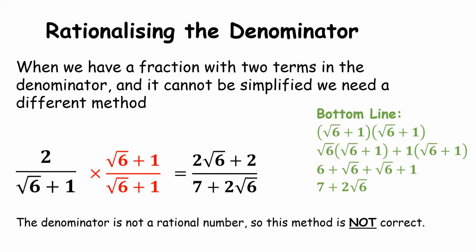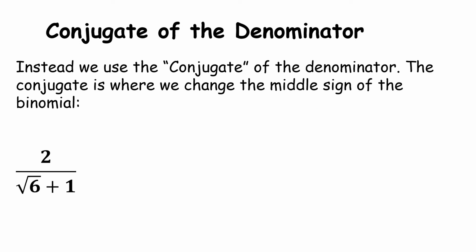So we can't multiply above and below by root 6. We can't multiply by itself. So instead, and this is something you need to know, it's like a little trick. It's called the conjugate. So we're going to use the conjugate of the denominator. So it's where you do something very similar to what we just did. So root 6 plus 1, but instead of the plus 1, we're going to change that middle sign.